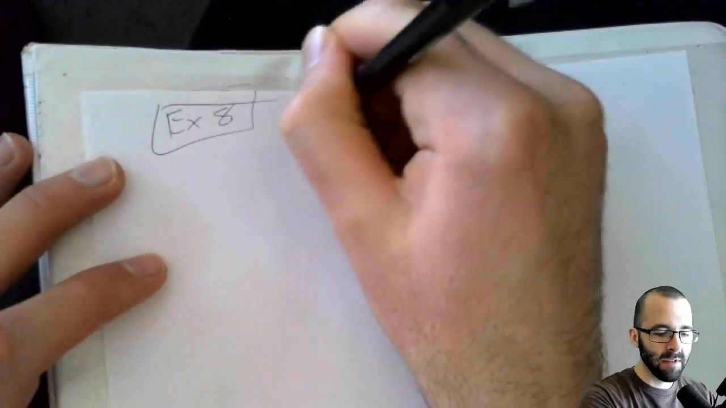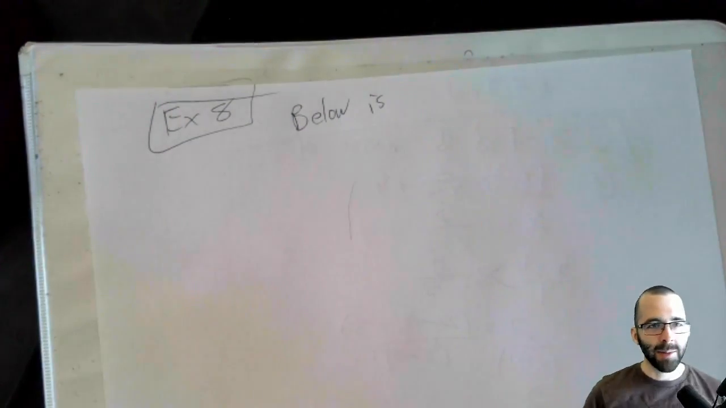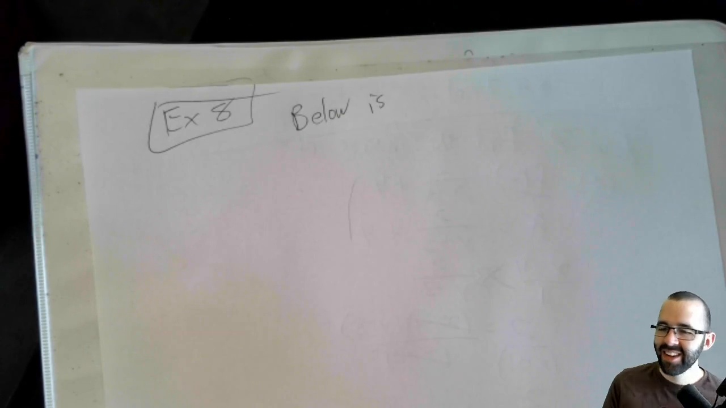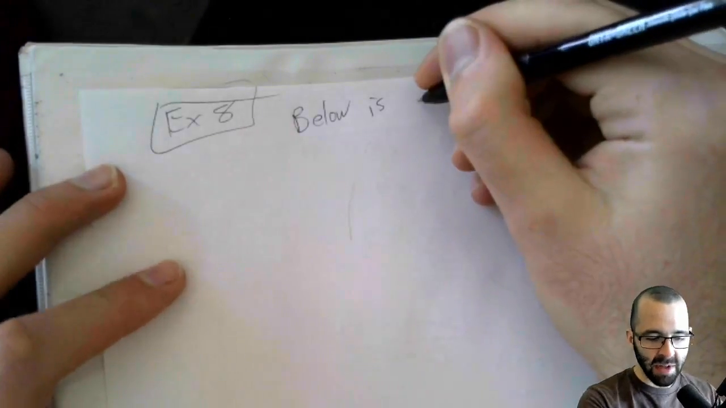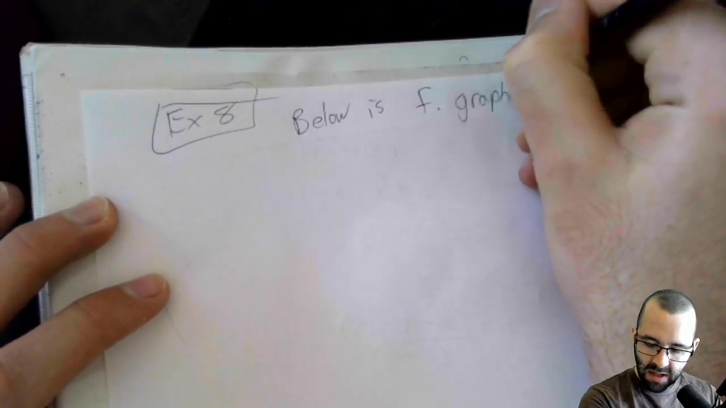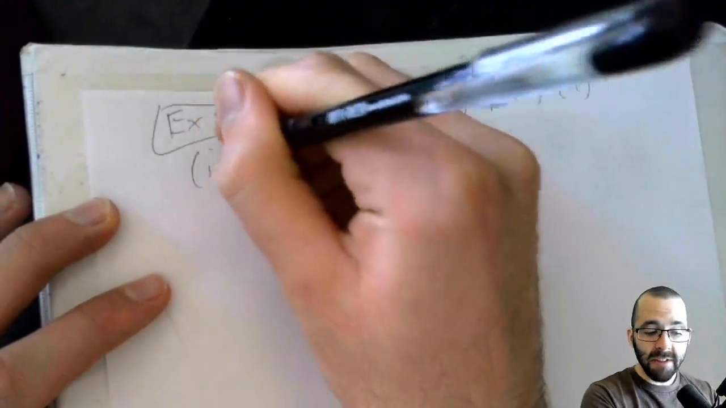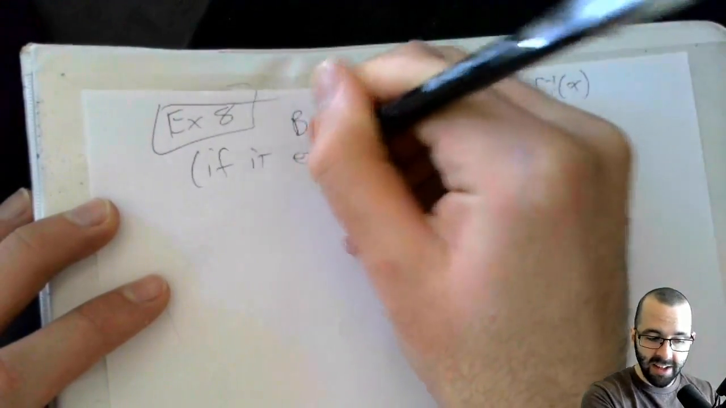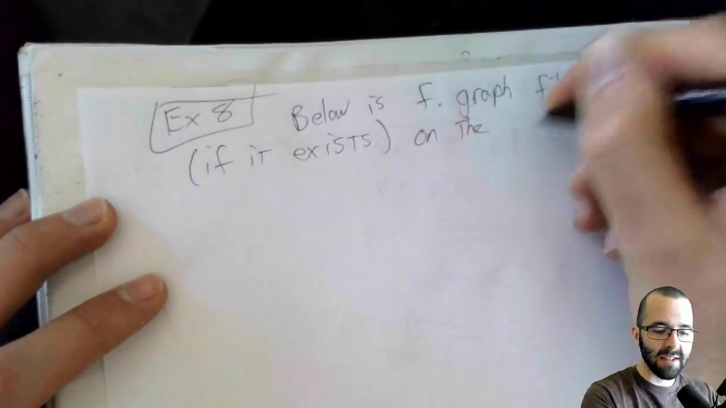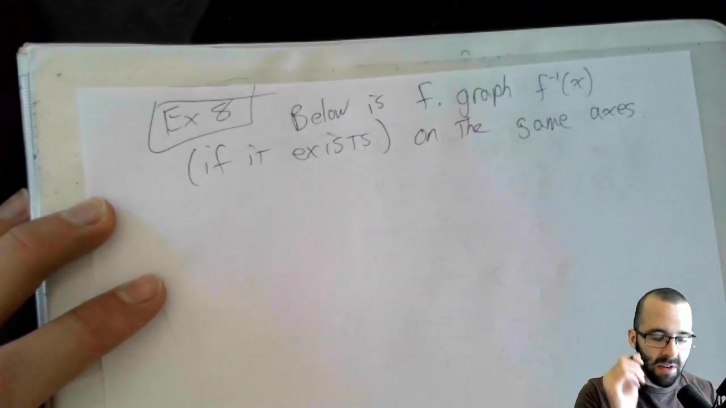Below, this class is also so sneaky. So many of these examples are just like little teasers of what's to come. All right, below is f. Graph f inverse of x, if it exists. If it doesn't, you just say it doesn't exist. If it exists, graph it on the same axes, okay?